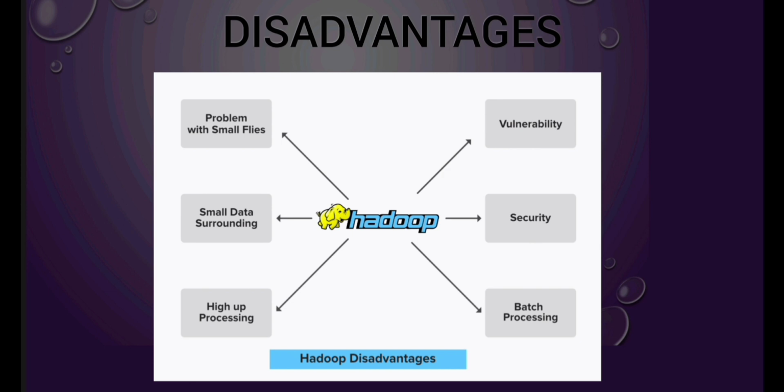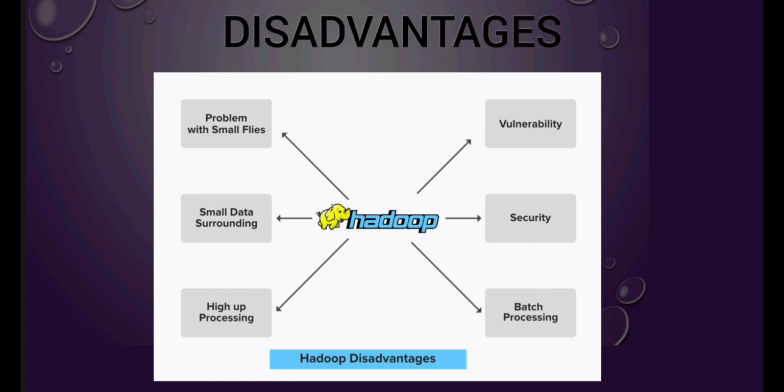Vulnerability. Hadoop is a framework that is written in Java, and Java is one of the most commonly used programming languages, which makes it more insecure as it can be easily exploited by any cyber criminal.